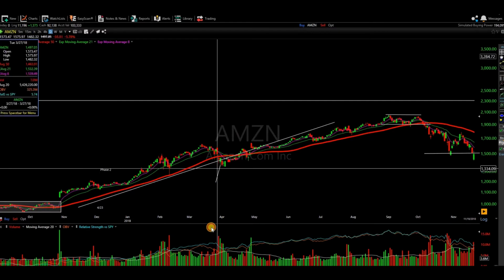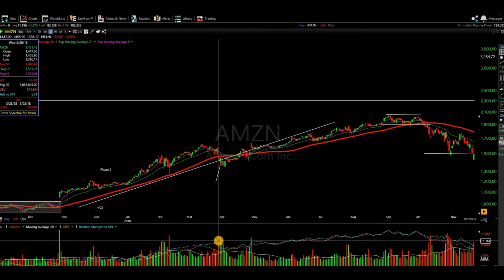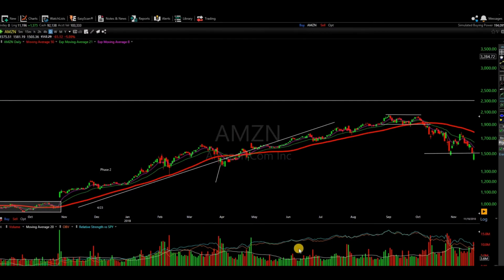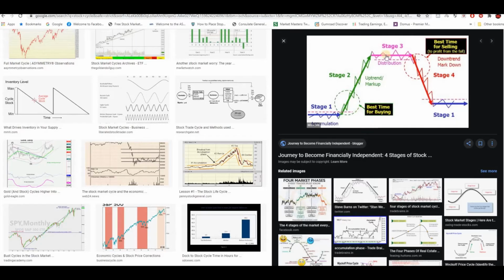On the volume, let's see the volume here. On this day, you can notice somebody was selling heavily in here. Institutions start selling to take profit. And that's what I like to discuss here. I don't just jump blindly into a stock. I want to know what it is.